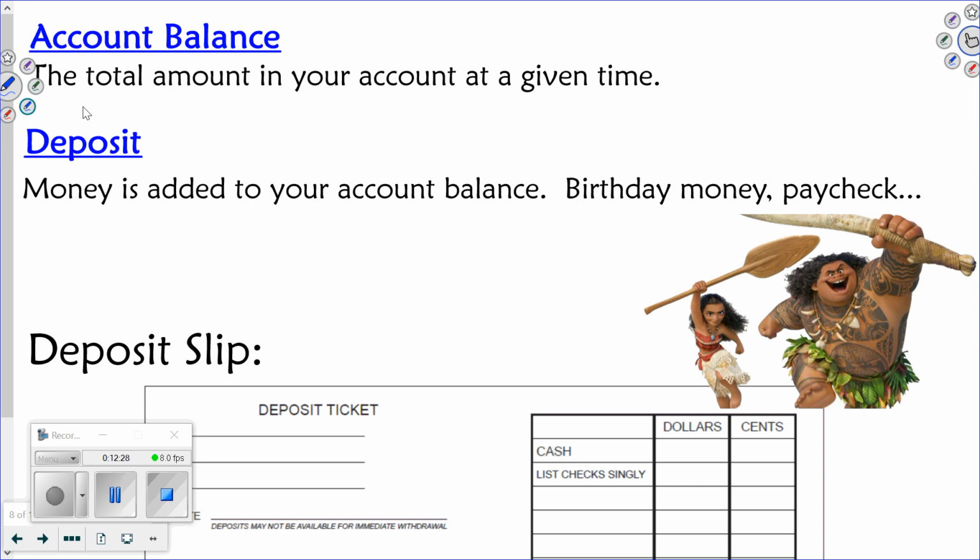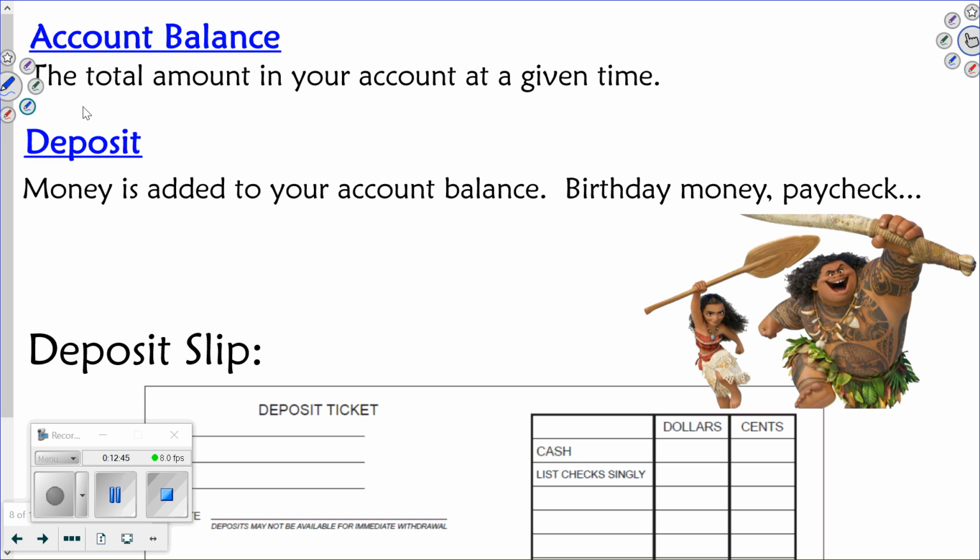All right, guys, and then a deposit is money that is added to your account balance. So you got birthday money, you got a paycheck, you got paid for walking the dog, whatever. Anything that you're depositing in, that is deposits, putting money in your account.